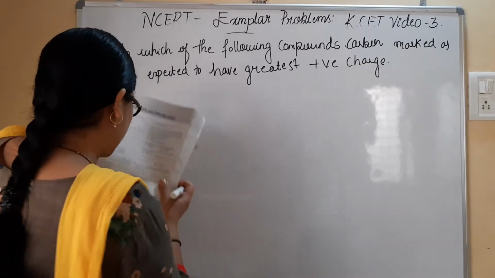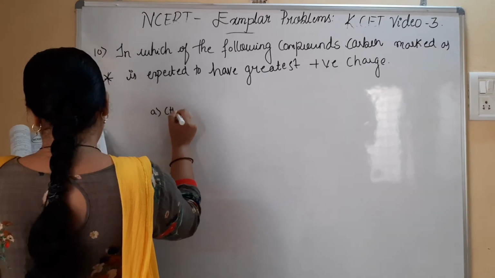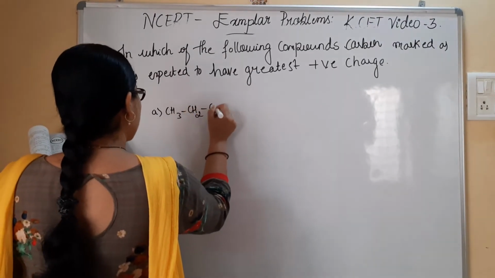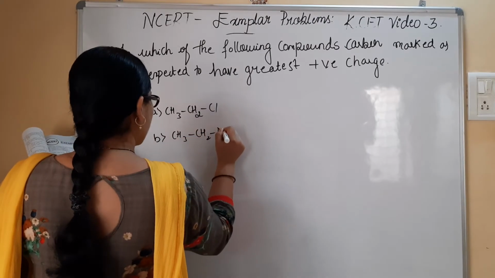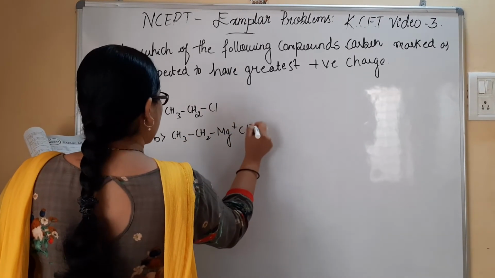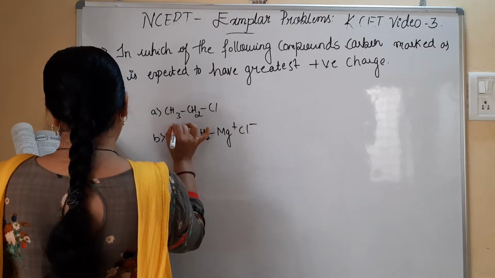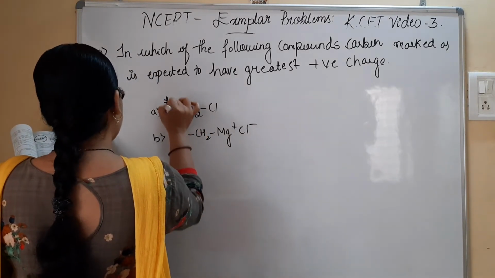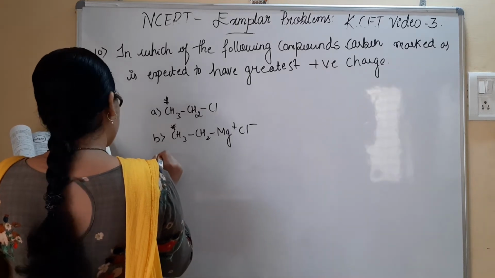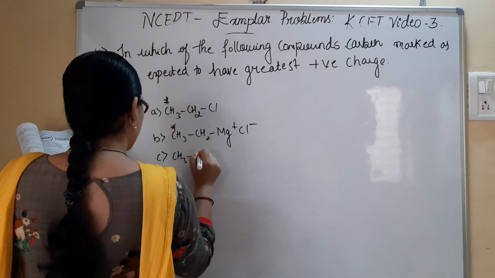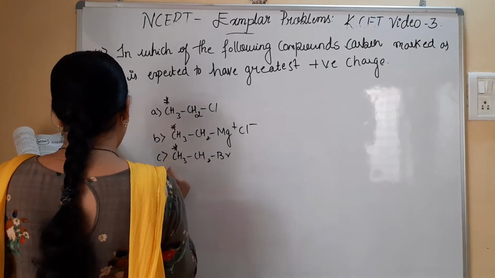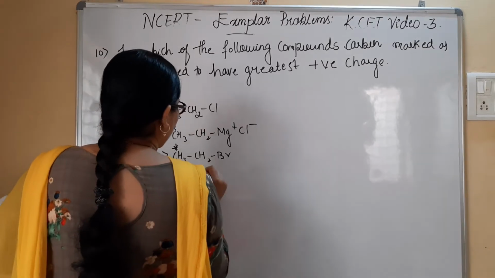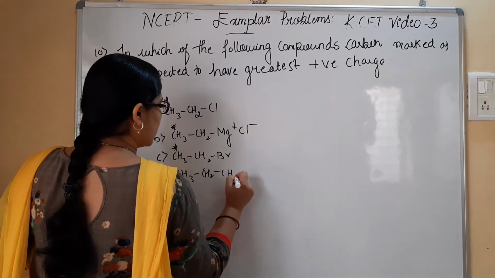Okay, so here I have certain options. Fine. In that, I have first one CH3CH2Cl. Then I have B, that is CH3CH2MgCl, with the star marked here. Then C, I have CH3CH2Br, where they have marked this one. Lastly, I have CH3CH2CH3.